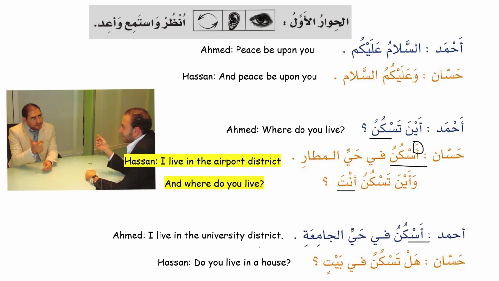Do you live in a house? Now, why do we translate it as a house? Because baytin, whenever an indefinite noun carries fathatan or dammatan or kasratan, it is translated as a or an. So I live in a house. If it's fil bayti, then it means I live in the house. But when you say hal taskunu fi baytin, do you live in a house? So fi baytin, a house.